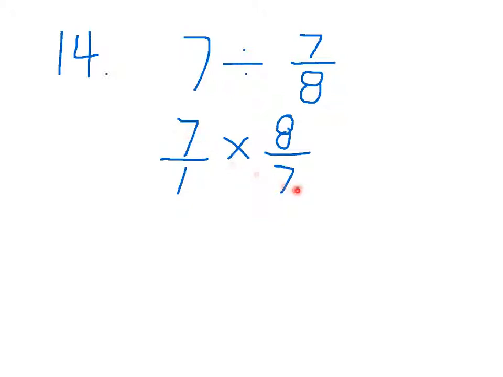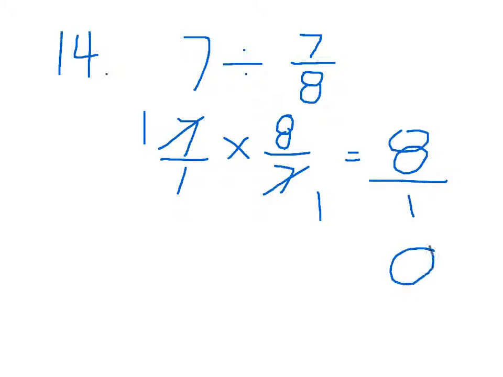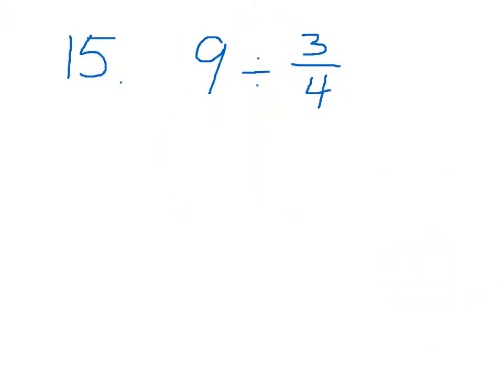Now look diagonally both ways for common factors. Look at those 7s. We can divide those out. 7 divided by 7 is 1. 7 divided by 7 is 1. Multiply straight across. You get an answer of 8/1, or just quite simply 8. So how many 7/8 fit into 7? 8 of them do.